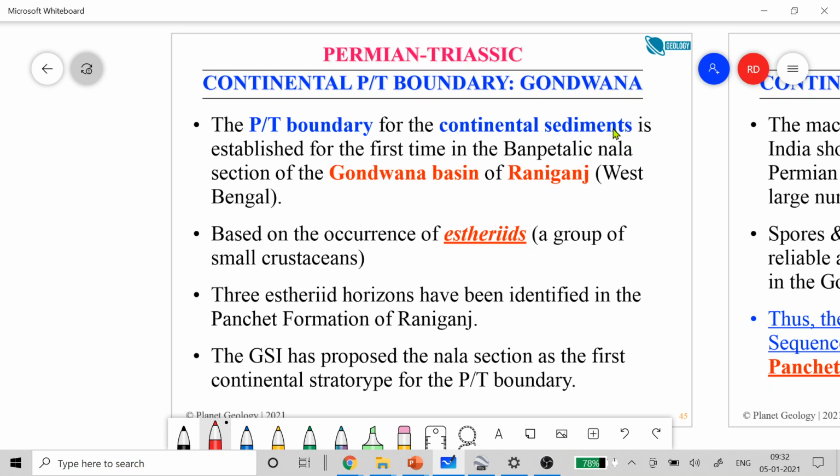Now we come to some of the Gondwana basins in India, outside of the Himalayan region, so the PT boundary for continental sediments. So now we are not into marine sediments. It was established for the first time in the Benpetalik Nala section of Gondwana basin of Raniganj, West Bengal, and this is based on occurrence of aestherids, which is a group of small crustaceans. Three aestherid horizons have been identified within the Panchayat formation of Raniganj area, and the GSI proposed that the Nala section is the first continental stratotype of the Permian-Triassic boundary.